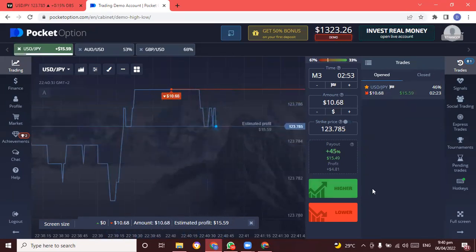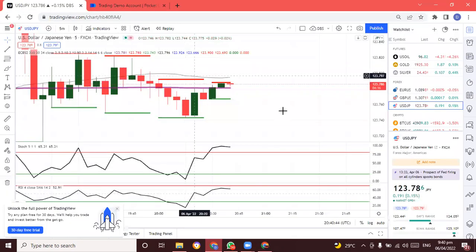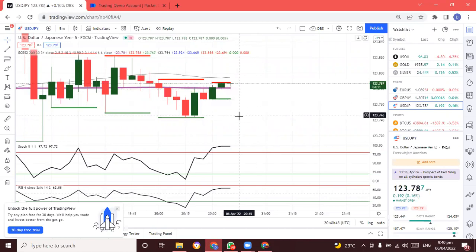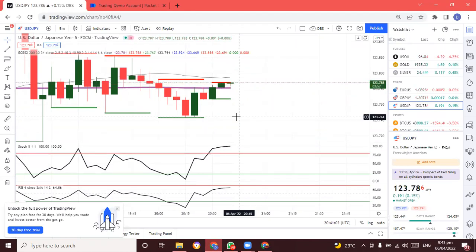Can you see the price is coming down? That is how simple the strategy works. It works. You can see it's still going down. You can see that's how simple this strategy works. In less than 2 minutes now, we are going to close and we are going to win this trade.